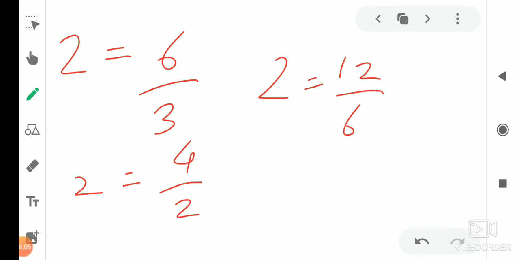It means 2 is expressible in the form of m by n, right? We can write 2 in different ways in the form of m by n, where 6 and 3 are integers and 3 is not equal to 0. 4 and 2 are integers and 2 is not equal to 0. 12 and 6 are integers and 6 is not equal to 0. It means 2 is expressible in the form of m by n, where m and n are integers and the denominator n is not equal to 0.